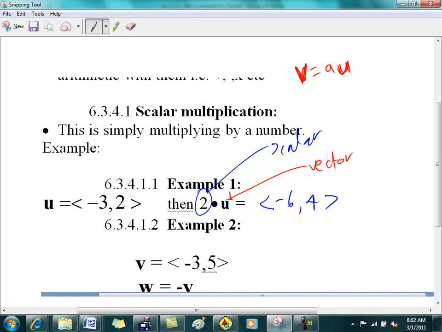All right, next example that I want you to do, you're given V is equal to that. Give me W equals minus V, which is the thing that we did in that geometry problem a minute ago, Laura. So give me minus V. So V is minus 3, 5. W is minus V. What's W equal to?